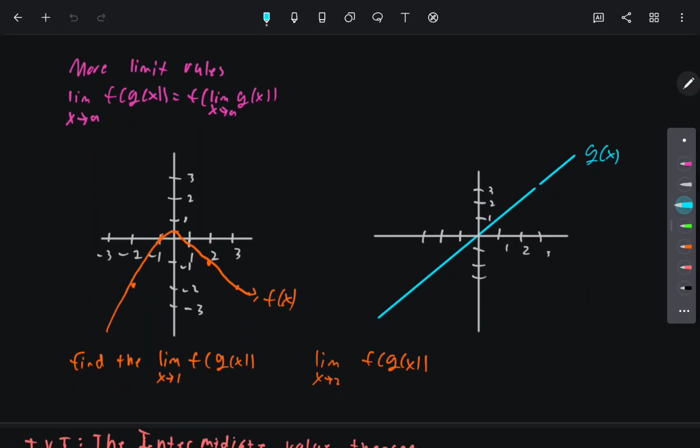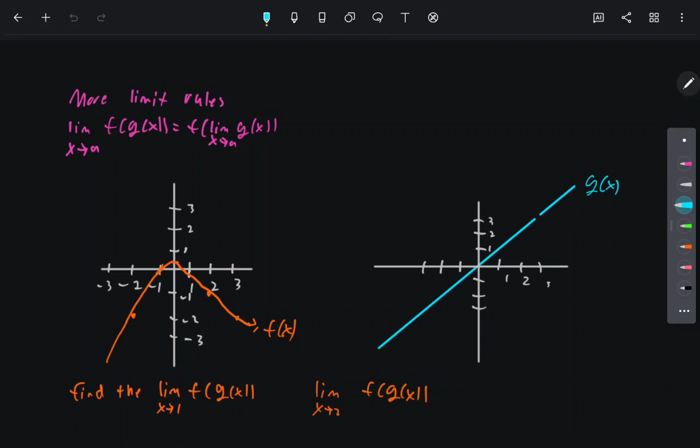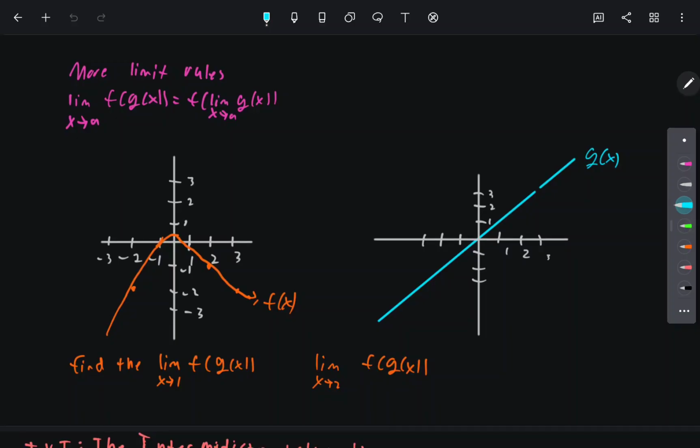Continuing on, I wanted just to go over a small bit more limit rules. I know there is a ton of these, but this one's a bit easier. The limit as x approaches a of f of g of x is equal to f of the limit as x approaches a of g of x. So I've just got 2 practice problems here. They're really not that bad.